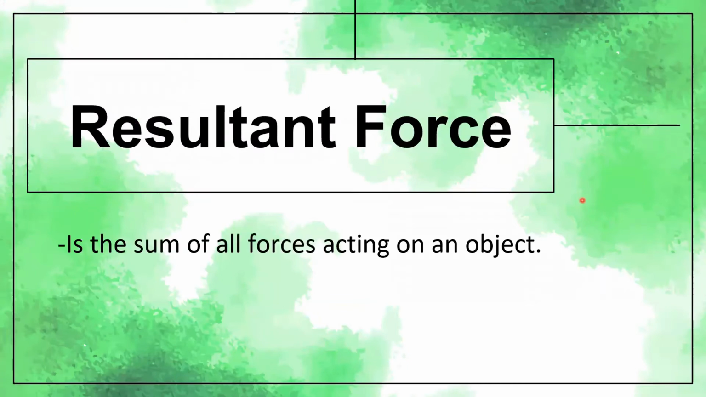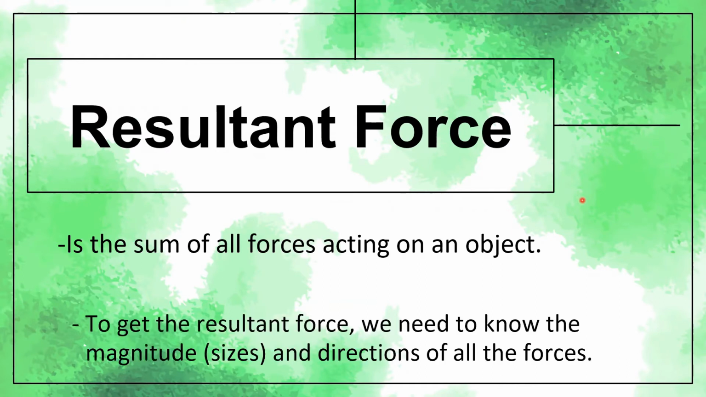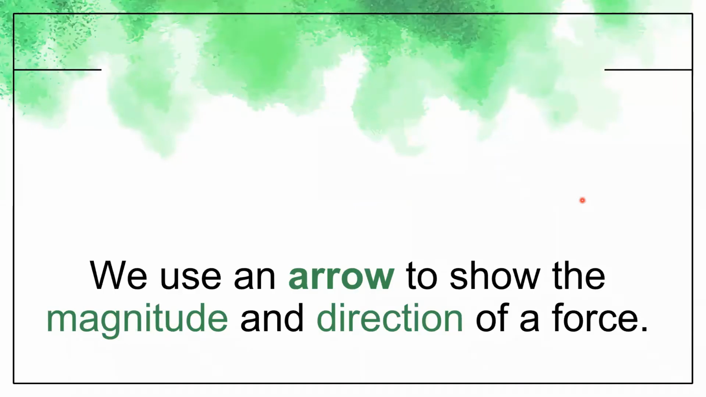Now let's go back. Resultant force is the sum of all forces acting on an object. To get the resultant force, we need to know the magnitude or the sizes and directions of all the forces. We use an arrow to show the magnitude and direction of a force. When we say magnitude, the size of the force. And when we say direction, is it going to the left, right, upward, or downward?